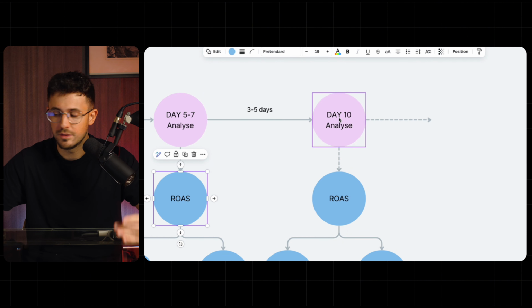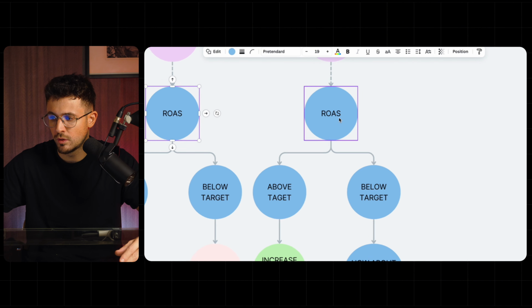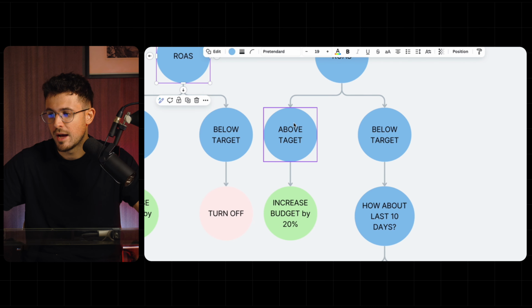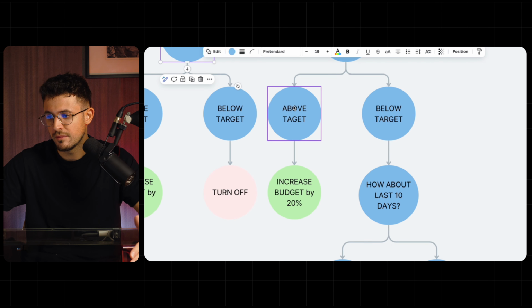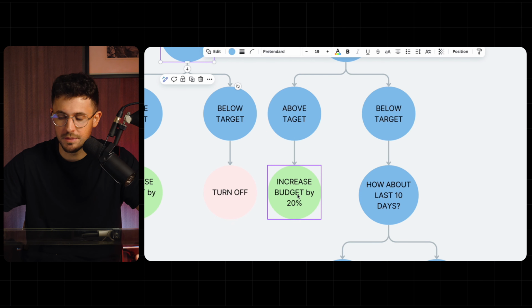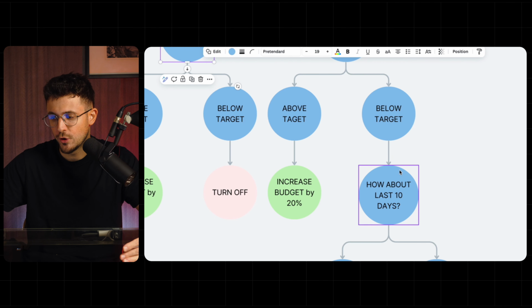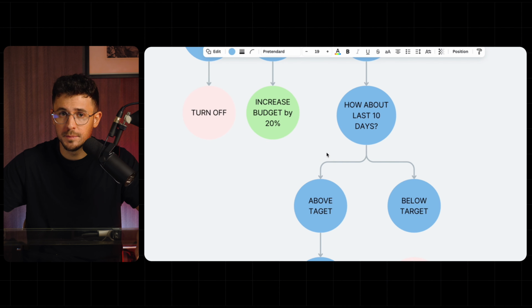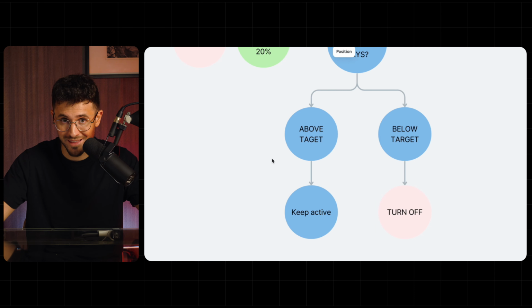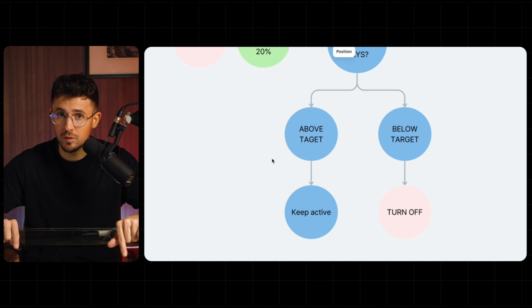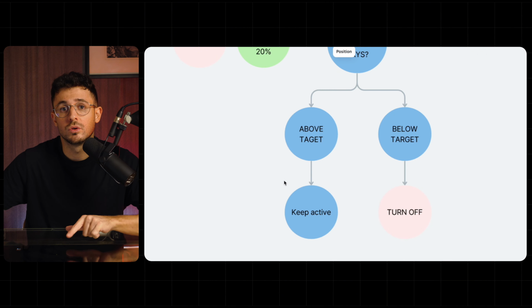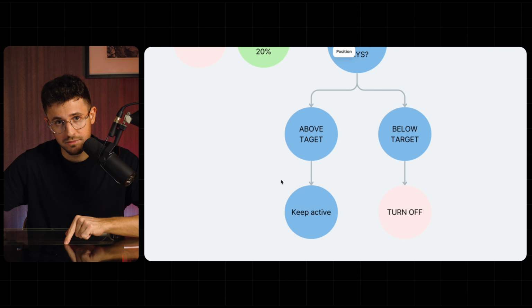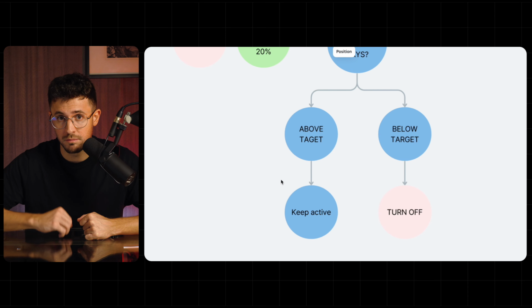So let's say on day 10, you analyze the ads again, and then you look at the return on spend. Now the return on spend could be again above the target or below the target. If it's above the target, you increase again by 20%. But if it's below the target at this point, what you need to ask is, but how about the last 10 days? And then you can see that the return on spend could be above or below the target. If it's below the target, of course you want to turn it off in this case. But if this is above the target within the 10 days time frame, even if it's below the target in the last 5 days, you still want to keep the ad active, and then analyze again in the next 5 days, and then see if you see any increase in performance.